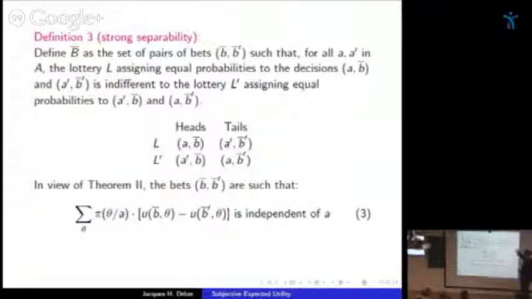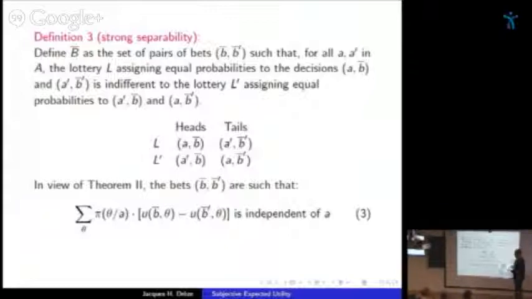Now I take a very simple case, 2 actions, 2 bets, and 2 lotteries. One lottery associates action A with bet B and action A prime with bet B prime. The other lottery mixes the other way: A prime B, A B prime. So A might be surgery, A prime no surgery. B might be full insurance, B prime might be limited insurance of the ensuing medical expenses.